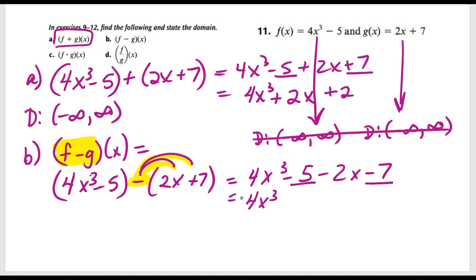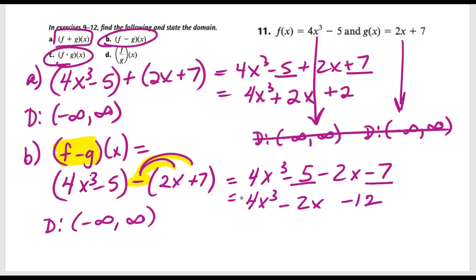So I have a -5 and a -7. I'm going to say that's -12. So I have 4x cubed minus 2x minus 12. And our domain, once again, is just going to be -infinity to +infinity. So your domain will be the same for addition, subtraction, and multiplication.